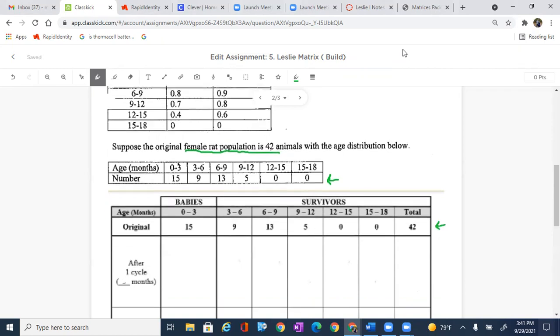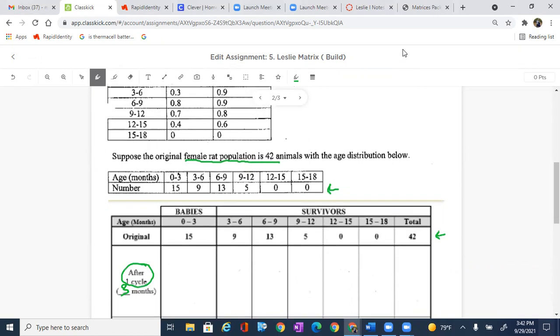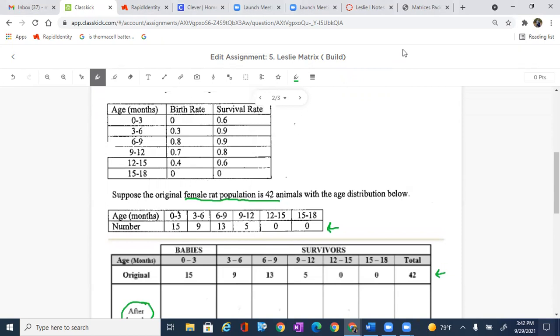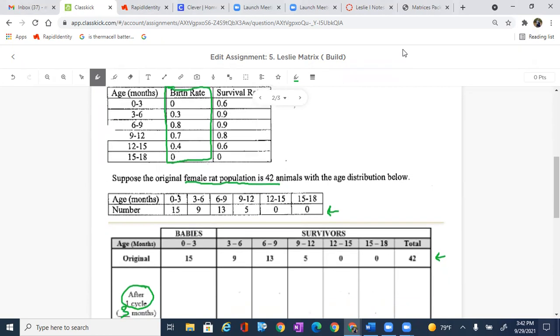Now what we're going to do is we're going to calculate after one cycle, and one cycle is going to be 3 months. So as we calculate after one cycle, the first thing we really want to pay attention to is that we are going to have a new amount of babies because there is going to be a birth rate associated with each one of our intervals of time. So the first thing I do is I go ahead and say, well, let's go ahead and find the birth rate and let's write those down.